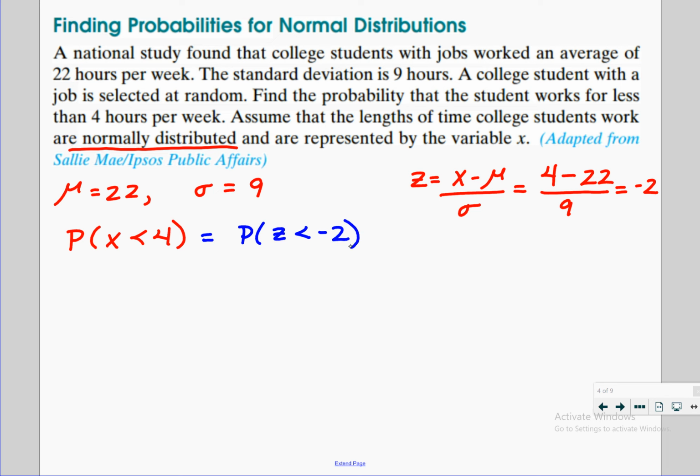As soon as I can write that question in terms of z, I can use my chart to answer the question. So we're going to find a z-score of negative 2, or negative 2.00, is what you're looking for. So let's see, that is 0.0228. And that's it. Any questions on that problem? All right, flip it over. Let's do another one.